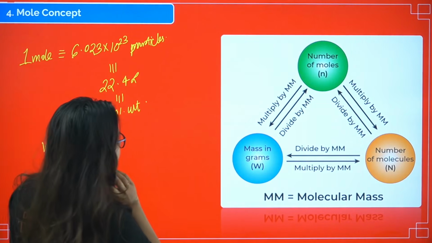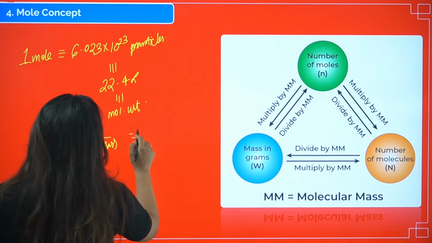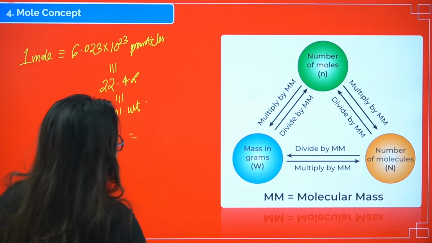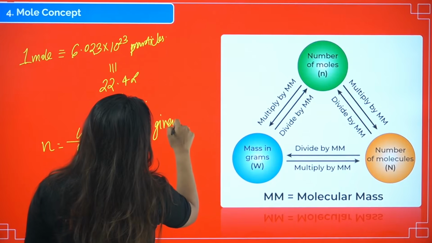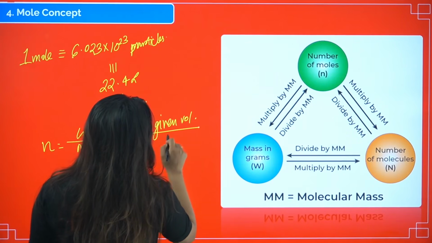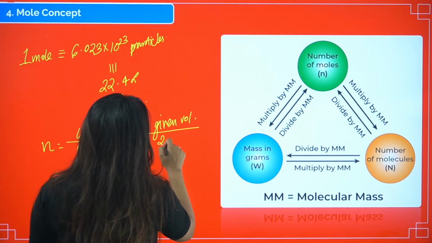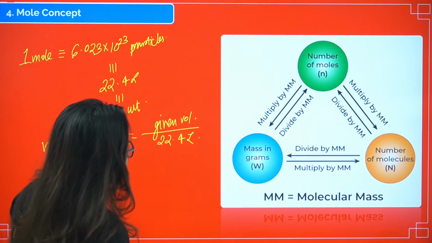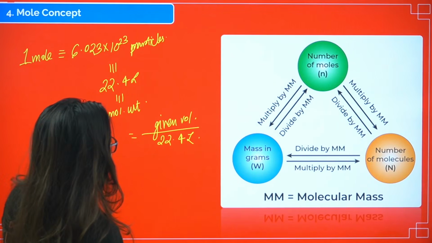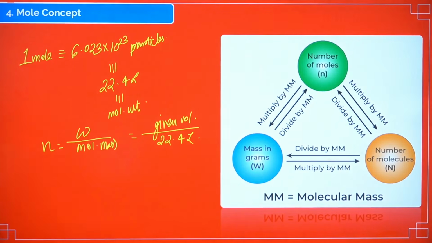Okay, one more way to get it, if it is given in terms of volume. That is, let's say given volume divided by 22.4 liter. So this is the way you can just calculate the number of moles. Okay, I guess you understood.